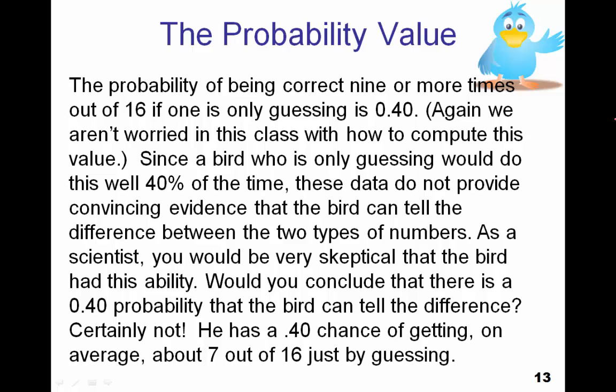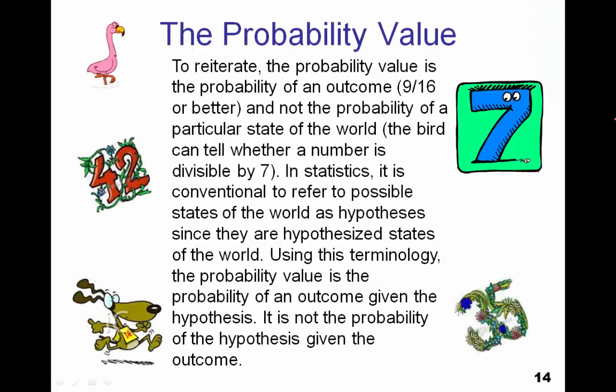Would you conclude that there is a 0.40 probability that the bird can tell the difference? Certainly not. He has a 40% chance of getting, on average, about 7 out of 16 correct just by guessing. It does not mean that he has a 40% chance of being correct on each particular number. To reiterate, the probability value is the probability of an outcome, 9 out of 16 or better, and not the probability of a particular state of the world, that the bird can tell whether a number is actually divisible by 7.